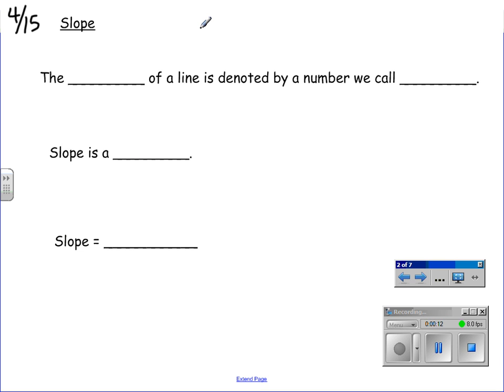The slopes from your homework were all different steepnesses, and that steepness of a line, that's a good word Peyton threw out there. The steepness of the line is denoted by a number we call slope in algebra. That makes sense. Slope is slope. You know what a slope is.